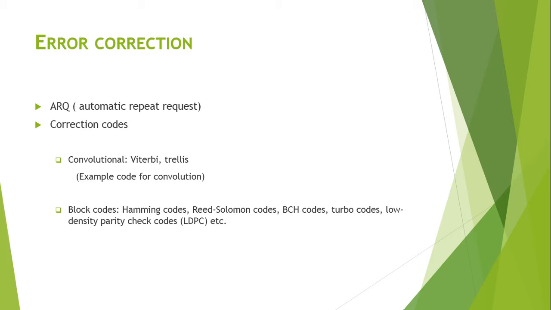Convolutional codes are processed on every bit individually. They are used in memory-based systems. The examples of convolutional codes are Viterbi and Trellis. I'm going to run a simple example of convolutional code to depict 3-bit soft decision decoding.